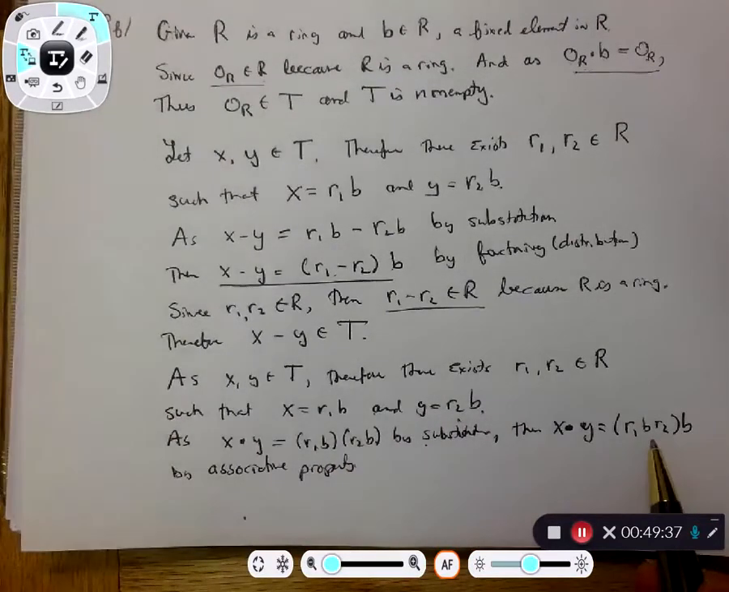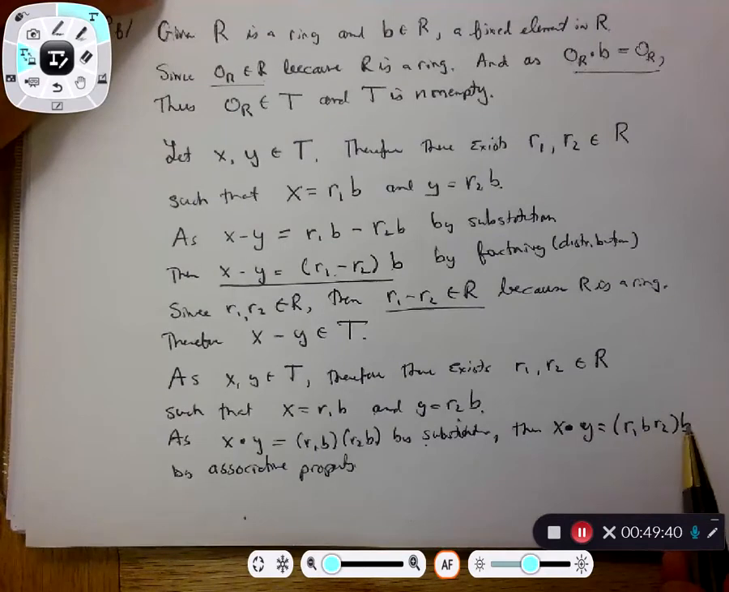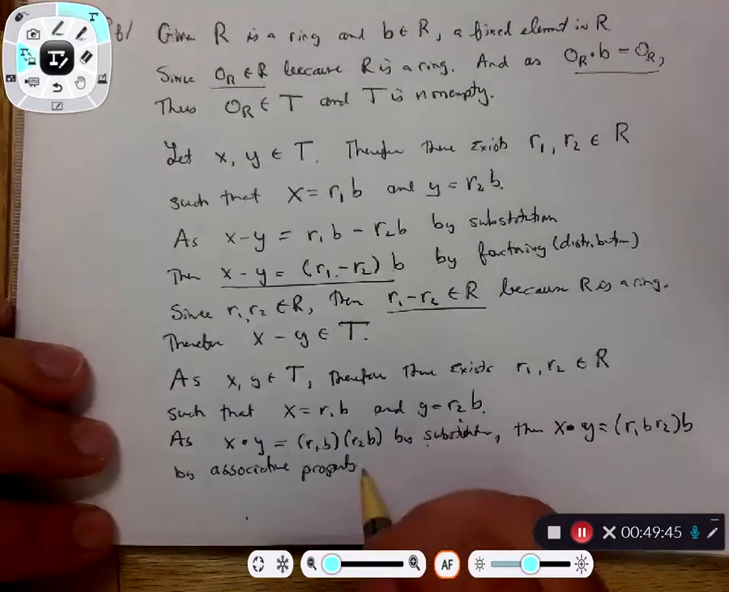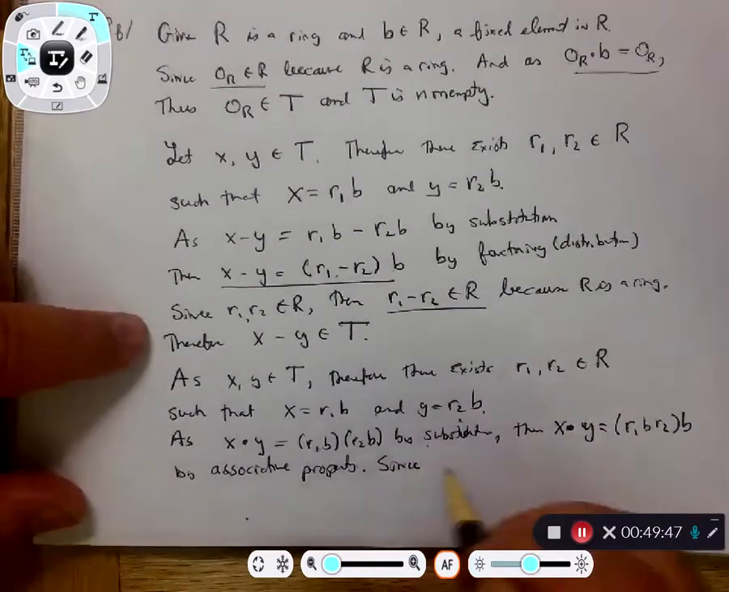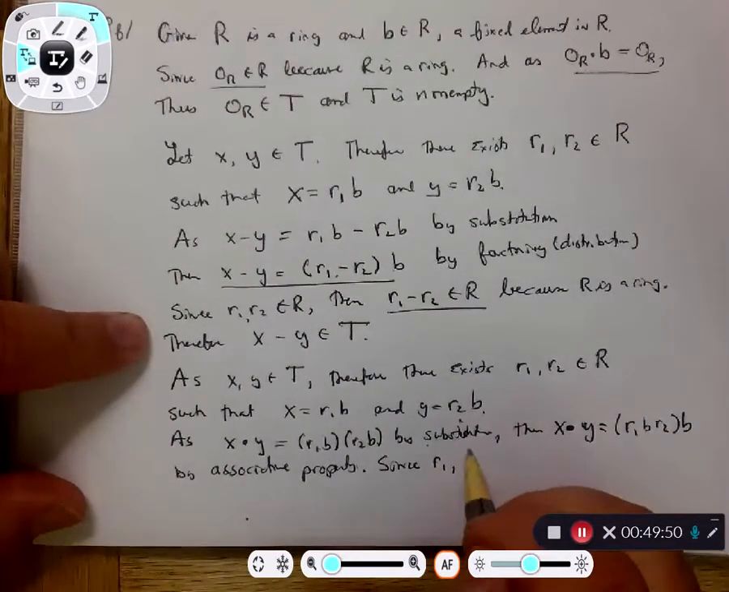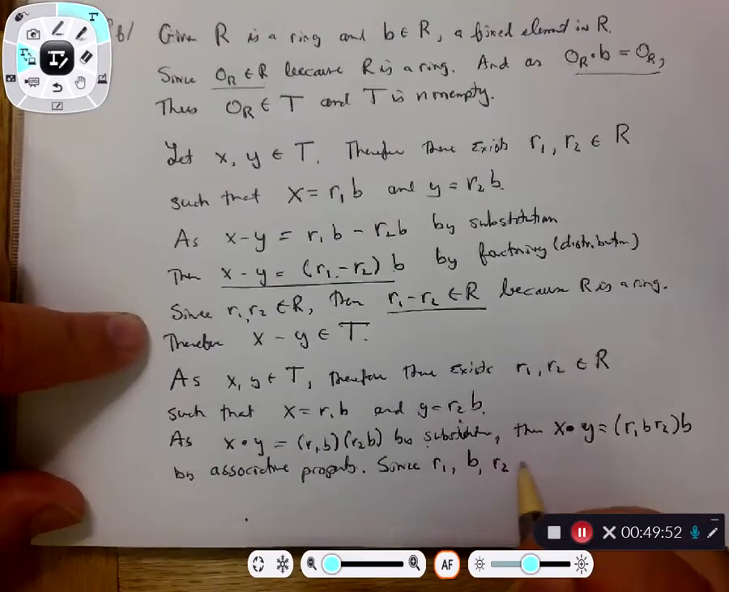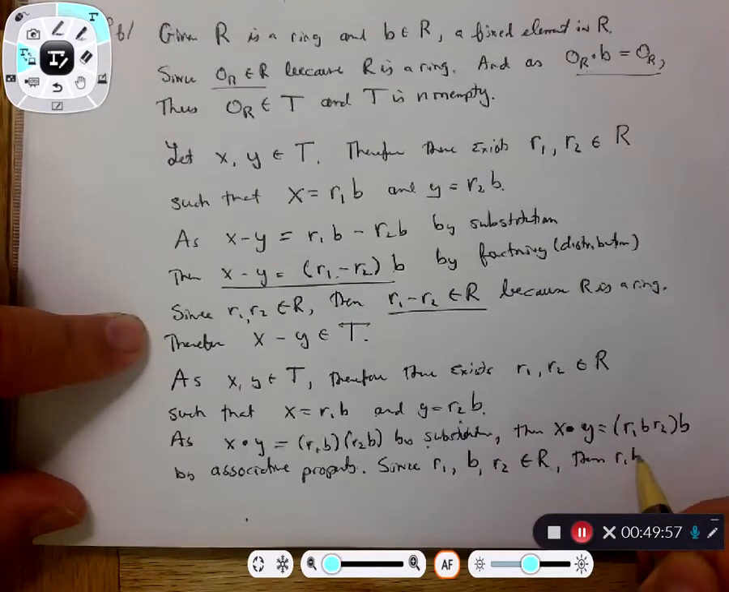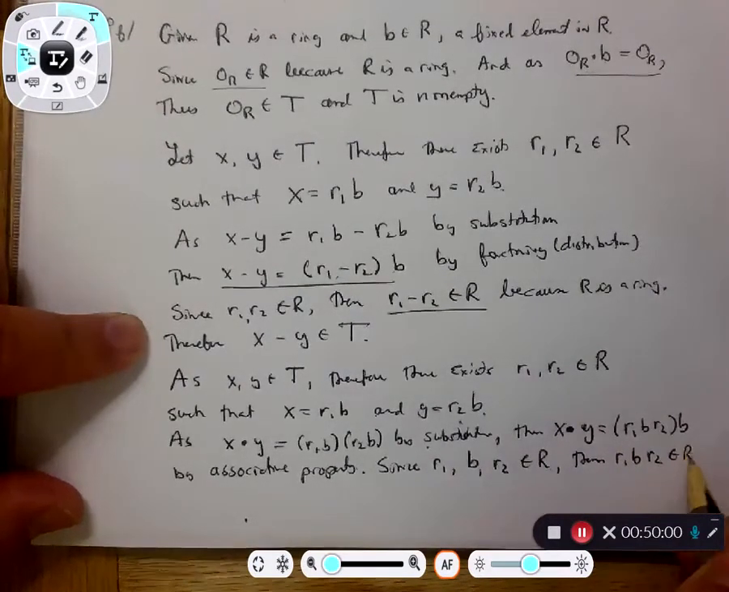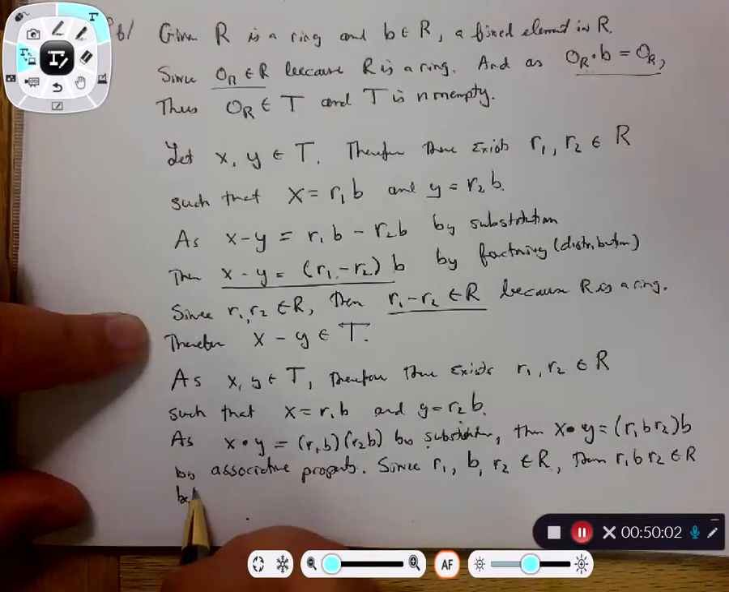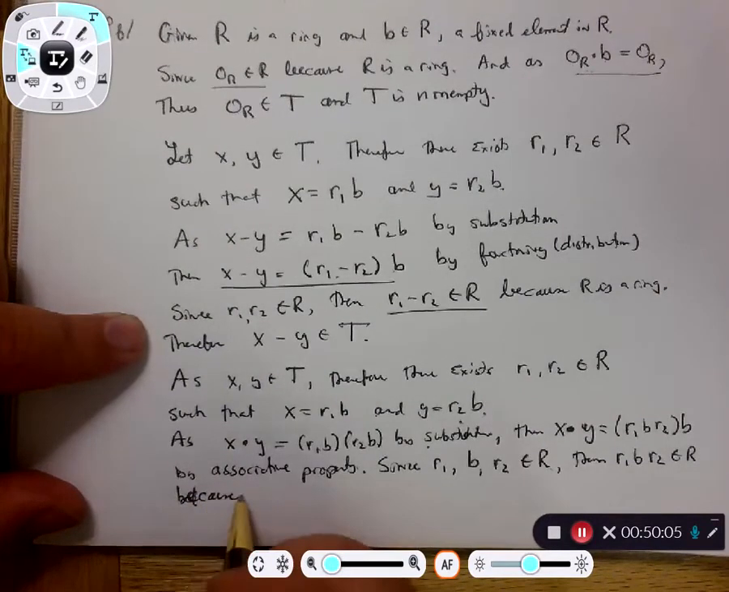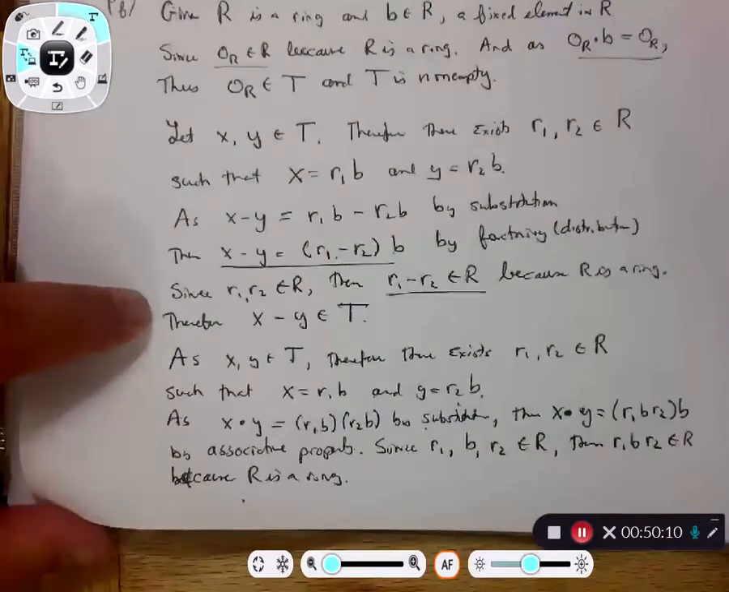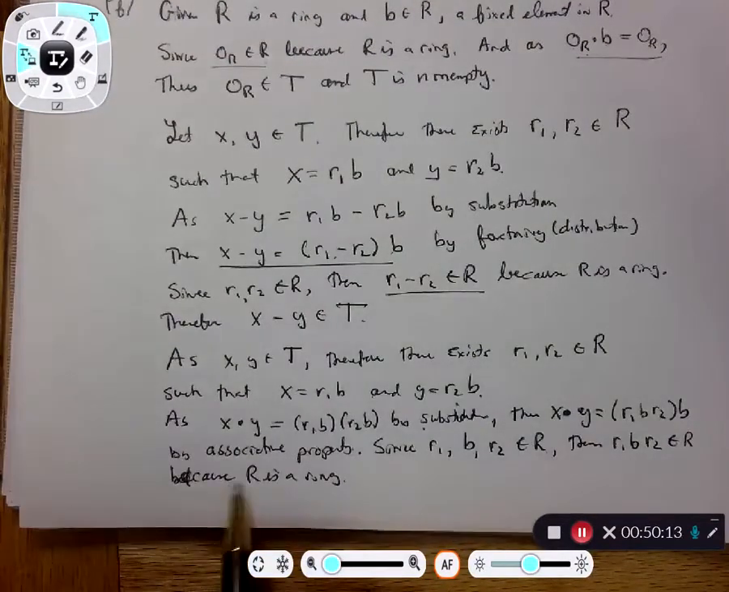Well, I'm going to show that I have the T structure here. So I've got the B in the back, so I just have to talk about the coefficient in front of the B. Since this time I got three letters, R1, B, which was my fixed element, and R2 are elements of R, then R1 times B times R2 is an element of R, because R is a ring. The closure of the multiplication of a ring.